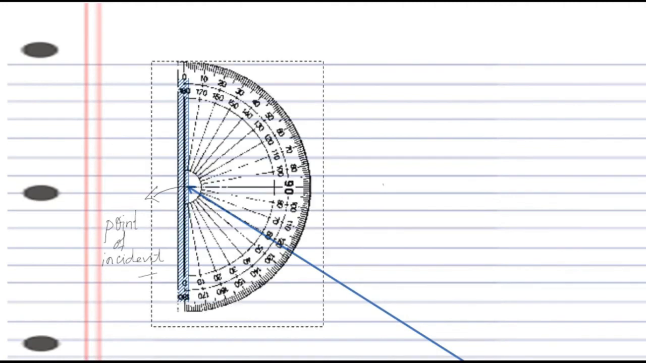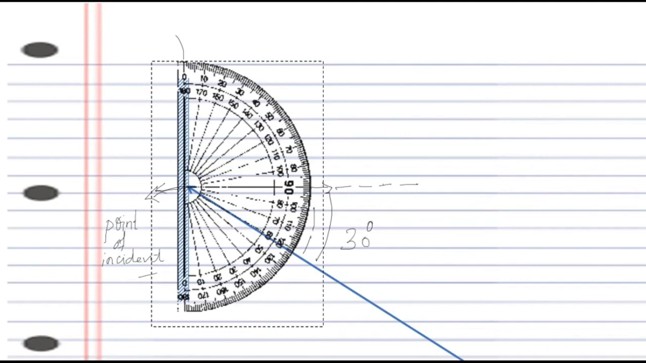Since we know that this is the point of incidence, right? Now you have to keep a protractor on this point in such a way that the 0 mark will coincide with the plane of the mirror, right? You have to make sure that this exactly will be here. Now this is the 90-degree mark, and your normal will come this way. And how much is the angle here? You have to see. So it is 10, 20 and 30. So it's 30 degrees here.